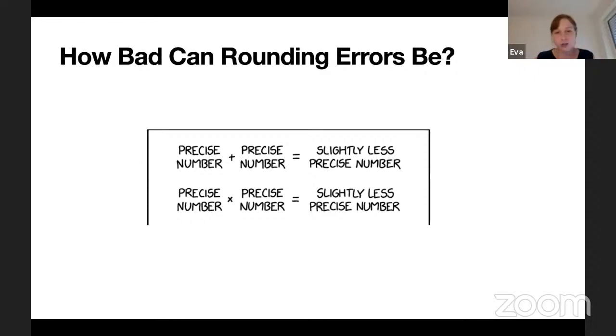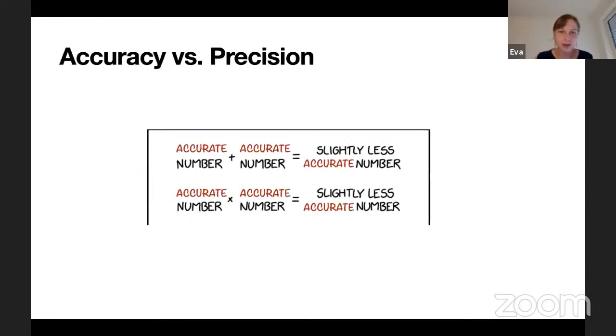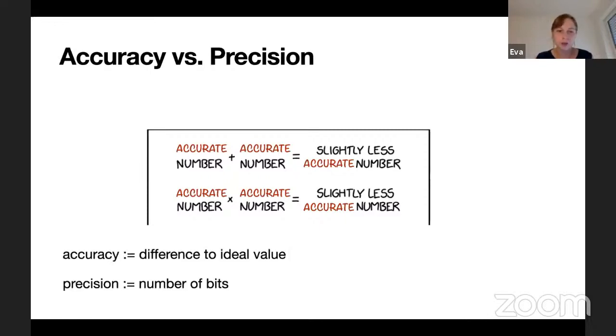Now, before going into this snippet of the XKCD comic again, I want to fix some of the notation here. So I want to make a distinction between accuracy versus precision, because that's going to be important. We're actually going to talk about the accuracy of numbers, where accuracy means the difference to the ideal value. So that's the difference to the value that we really wanted to compute if we had infinite precision. And the precision is really just the number of bits, more or less, that we have available physically.